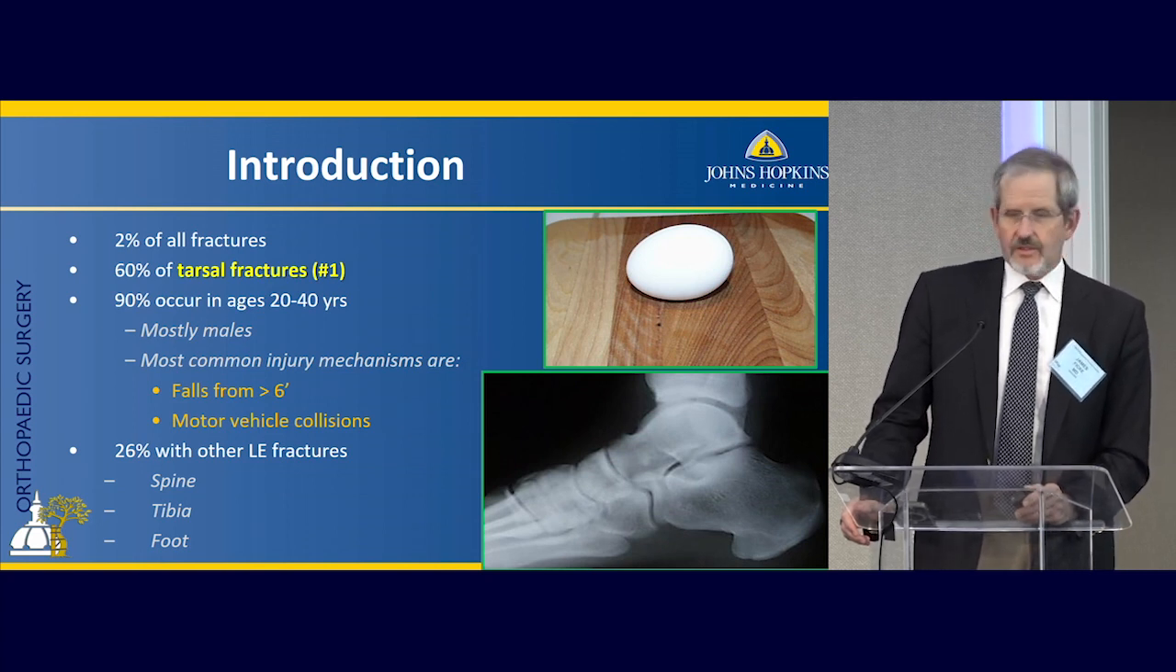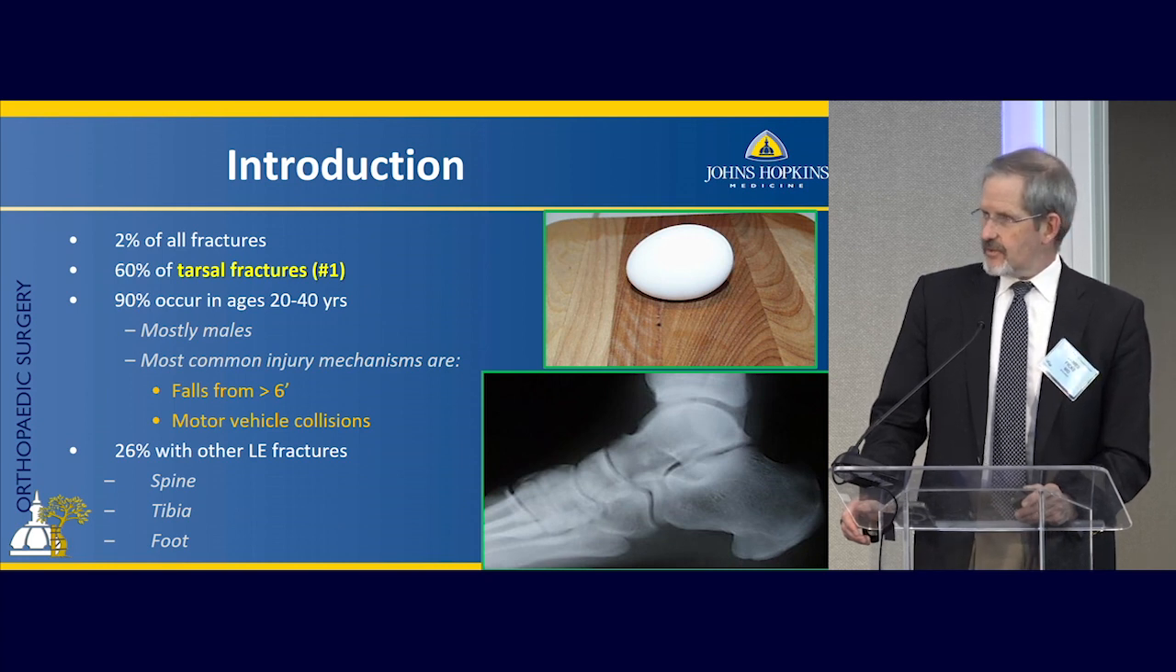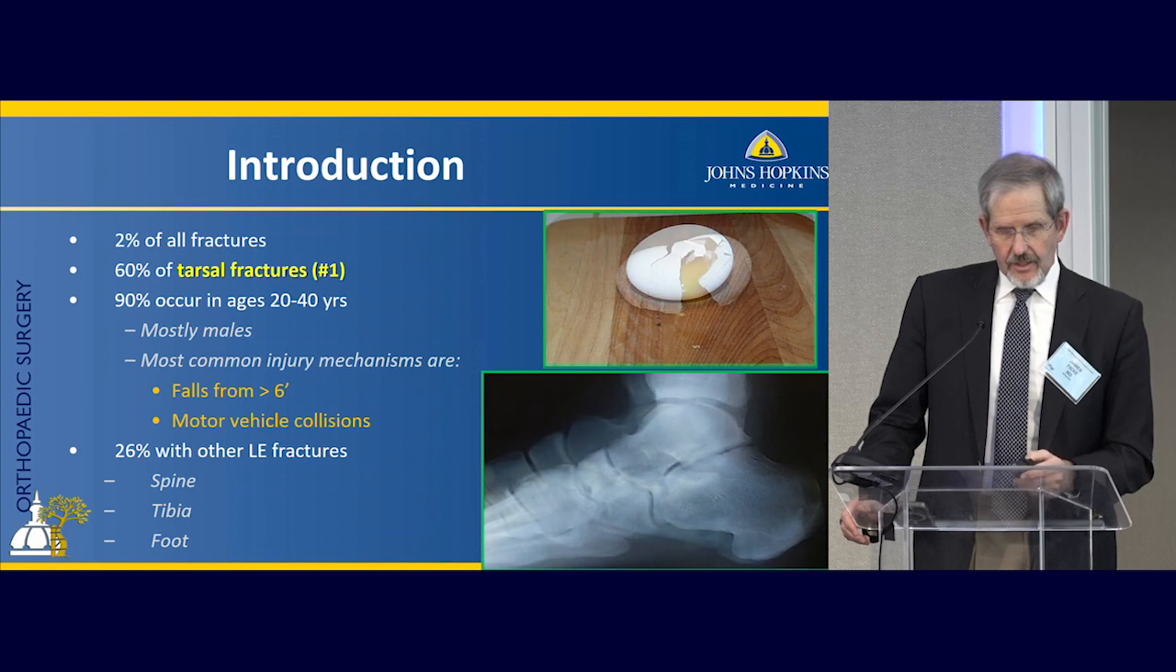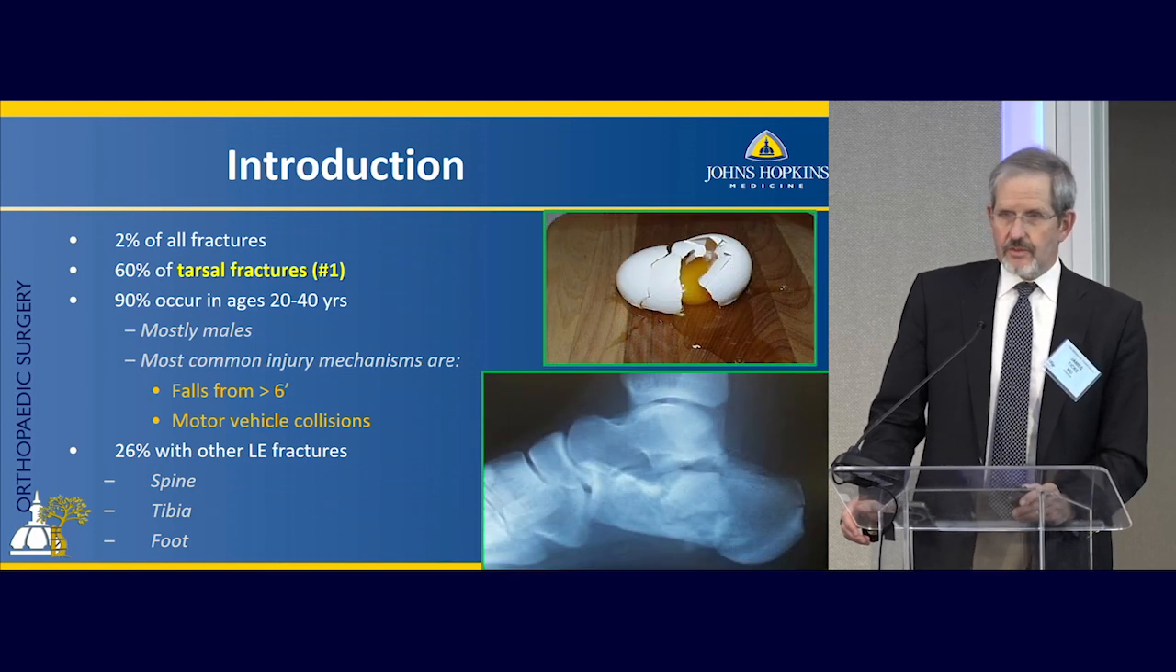And so consequently, there's a very high frequency of other injuries: spine, lower extremity injuries, bilateral, and open in about 10% of all cases. And like this egg, once it's broken, it's real hard to put back together and make it look like a joint.